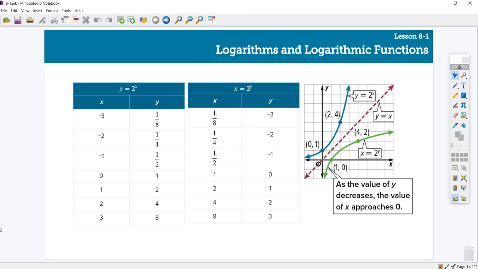Hi everyone, welcome to our next lesson. Remember we had 7-4 in the last class, and today we will start a new unit that's logarithmic functions.